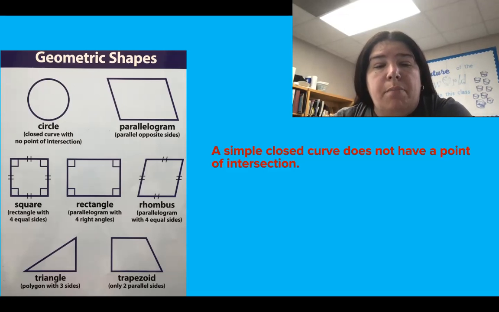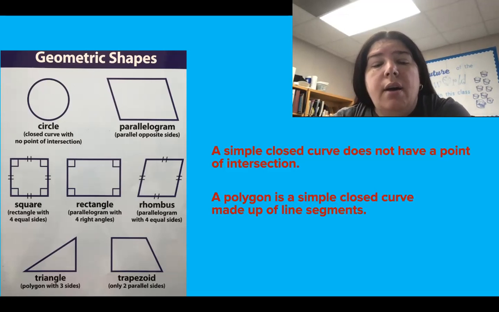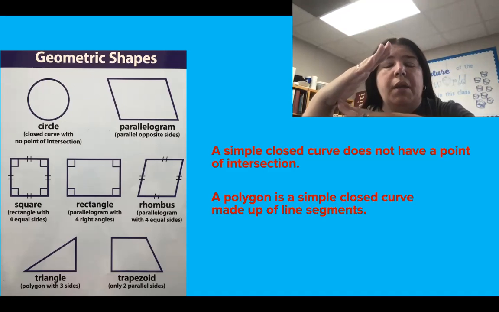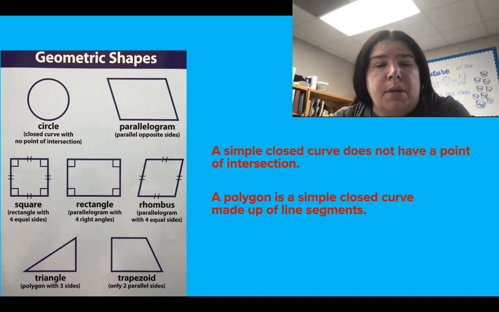It's also a polygon because it's made up of all line segments. So every line connects with every line, okay? That's what that means, line segments.